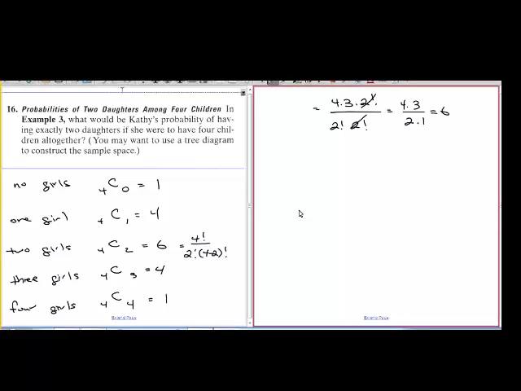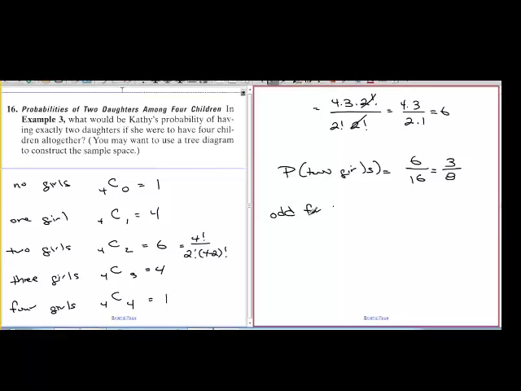So now we can answer the question. We know the total number of possibilities is 16, and exactly 2 girls is 6. So answering the probability questions, once you've done the counting part, is pretty easy. Sometimes it's just counting. So the probability of getting exactly 2 girls, which is the same as getting exactly 2 boys, is equal to 6 divided by 16, which we would simplify down to 3/8.